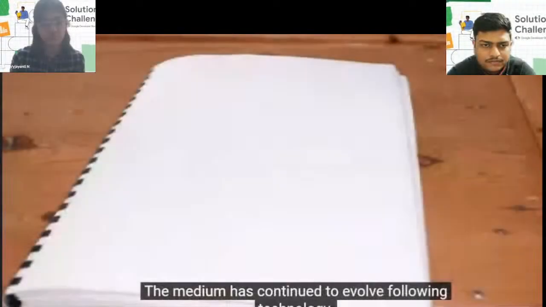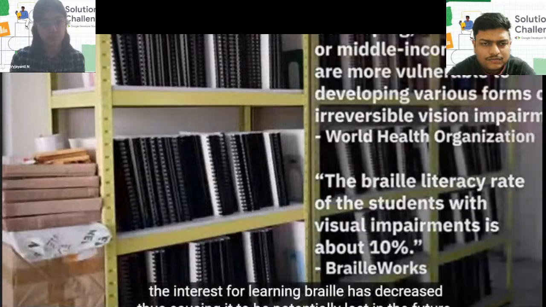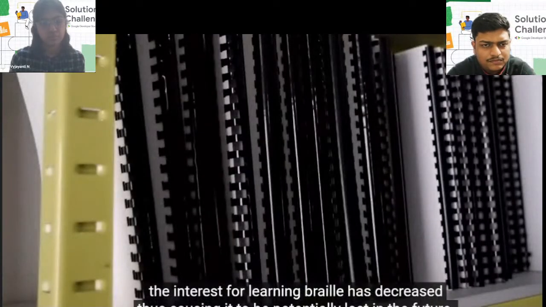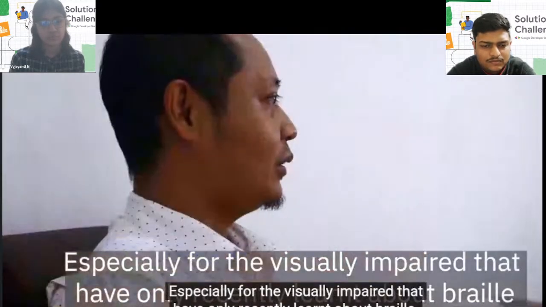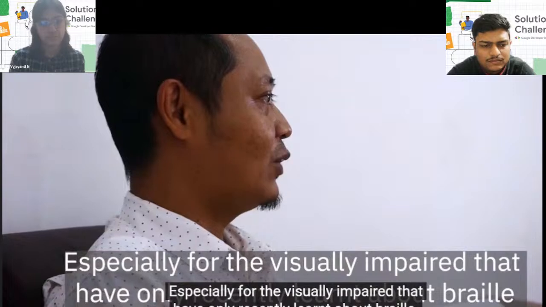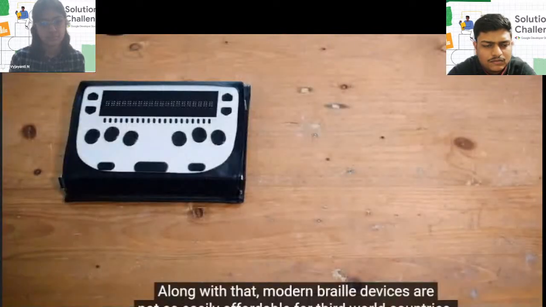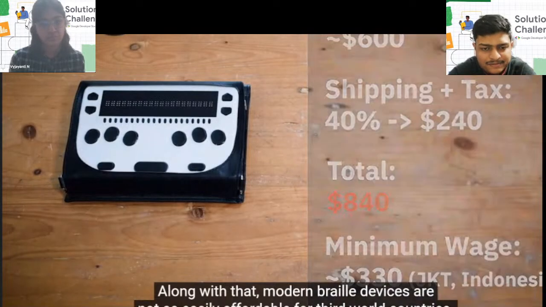Braille has been the standard written language for the visually impaired. The medium has continued to evolve following technology. However, due to recent development of text-to-speech technology, the interest for learning Braille has decreased, thus causing it to be potentially lost in the future. Braille masih digunakan untuk tunanetra, terutama bagi tunanetra yang baru mengenal Braille dan untuk buku-buku eksakta. Along with that, modern Braille devices are not as easily affordable for third world countries.